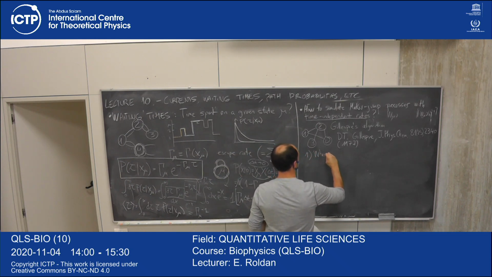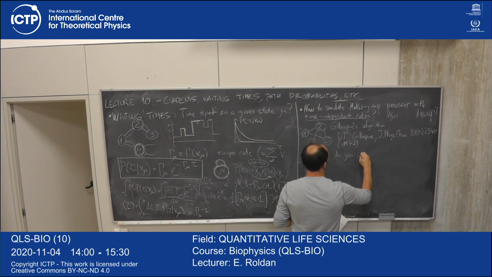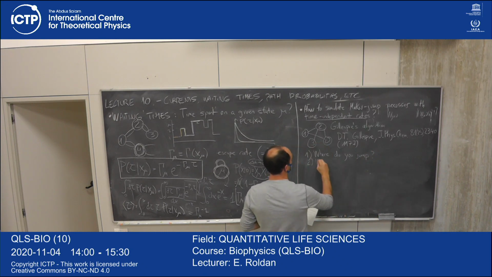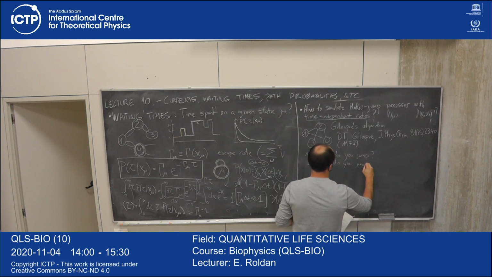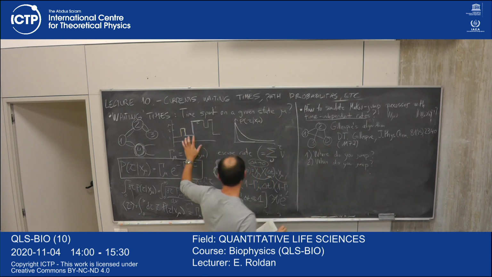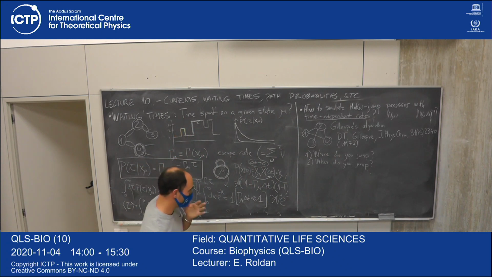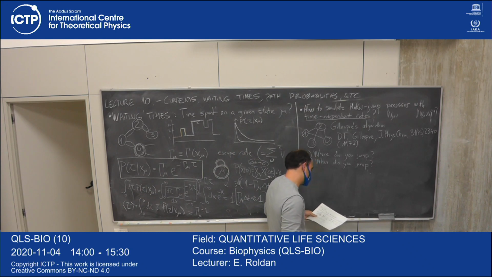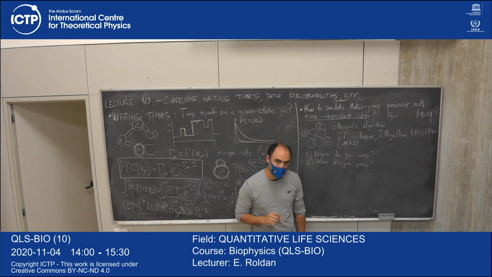One, where do you jump? And second, when do you jump? Right? How long I stay in a given state, and where do I go? So, how do we do this? So, where do we jump? Okay, first let me say, when do I jump? So, what is the quantity in the Markov process that will tell me when do I jump? Which quantity do I need to know?